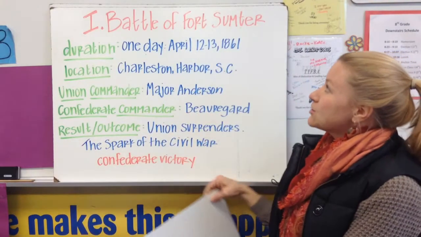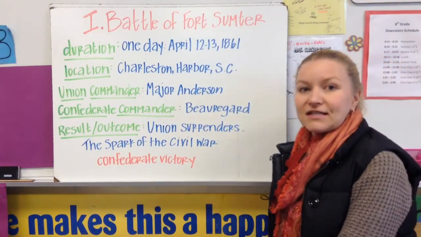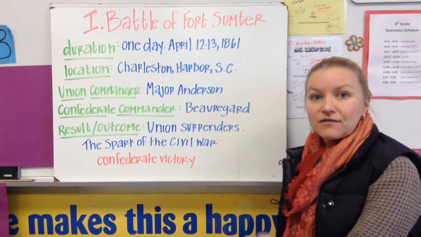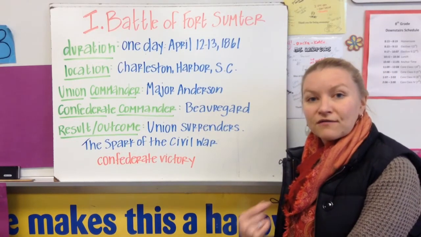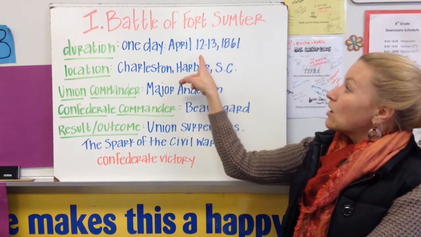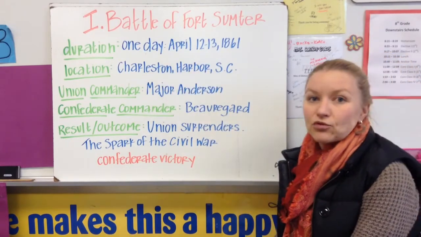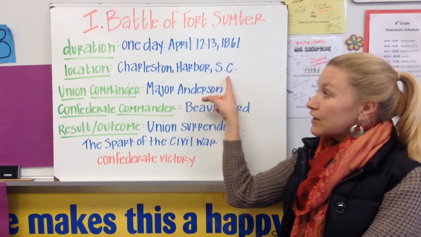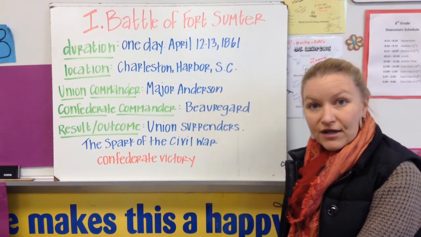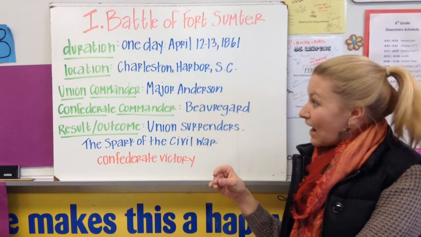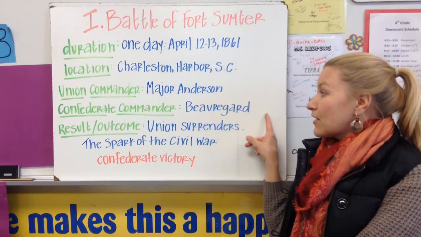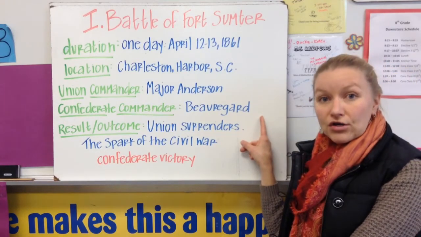So our first major battle, and we've talked about this in class, is Fort Sumter. Fort Sumter is considered one of the sparks of the Civil War, actually one of the causes of the Civil War. So it was a one-day battle that occurred April 12th through 13th of 1861. We know that it occurred in Charleston Harbor, South Carolina, so it did occur in the South. The Union commander was Anderson. The Confederate commander was Beauregard.